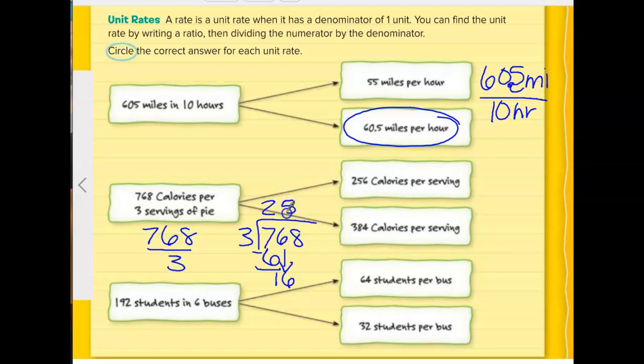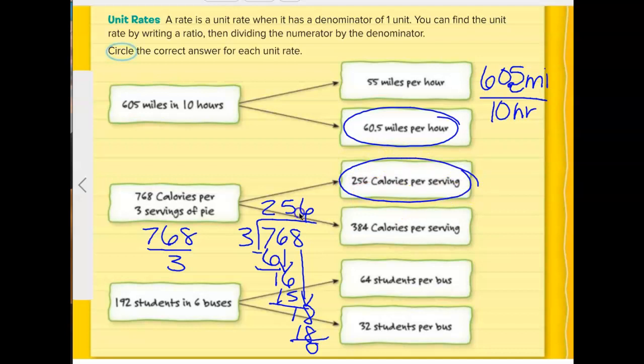3 times 5 is? 15. Subtract and I get 1. Bring down my 8. How many times can 3 go into 18? 6, therefore we're done. So what is it? 256 calories per serving.